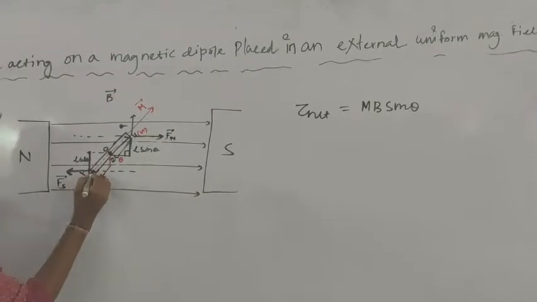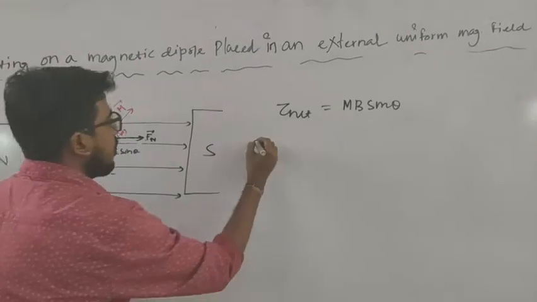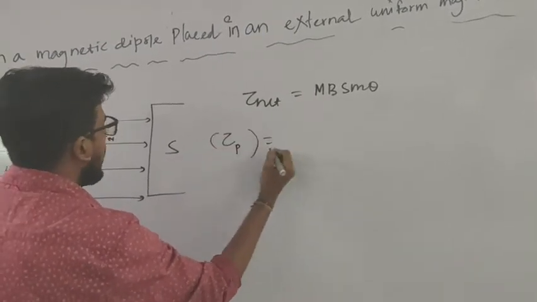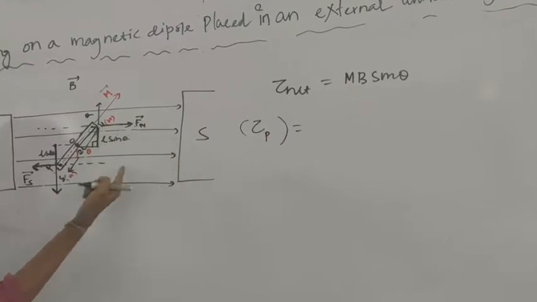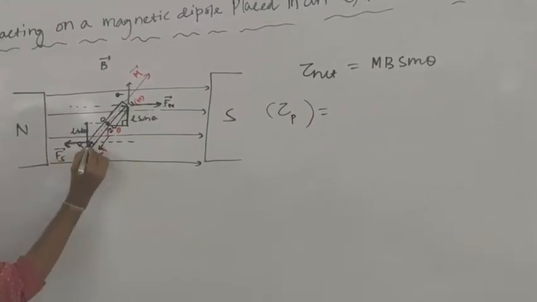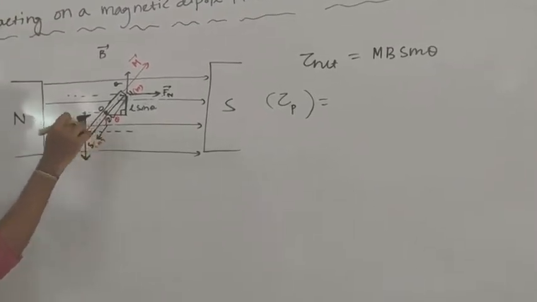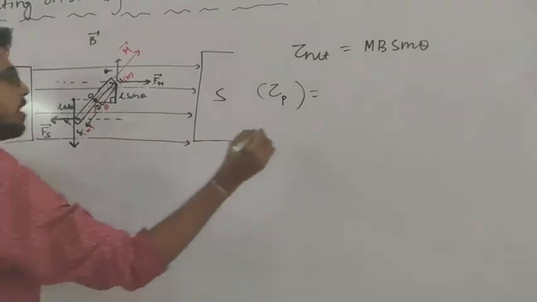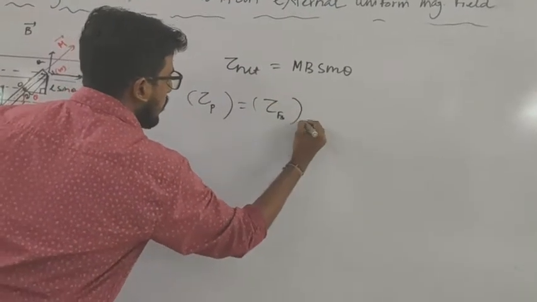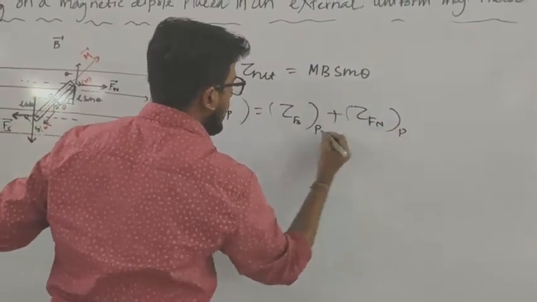If we consider the torque due to these two forces about point P, how much will it be? The torque due to force Fn plus the torque due to force Fs about point P. As the force Fs passes through point P, about which we want to calculate the torque, how much will it be? The torque due to Fs about point P plus the torque due to Fn about point P.